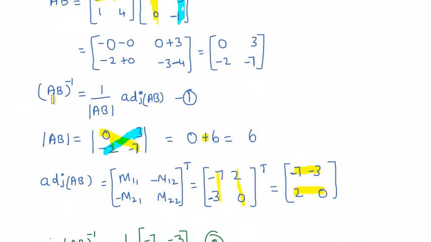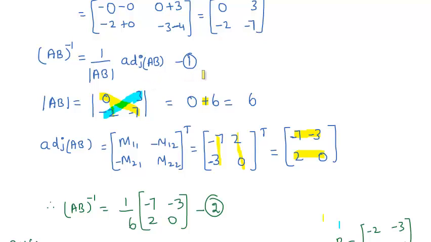So next we have to calculate the value of the inverse. As we know, if we have a matrix AB and want to take its inverse, the formula is 1 by the determinant of that matrix, that is AB, into the adjoint of AB. Let's consider this as equation 1. In this equation we don't know the determinant of AB and the adjoint of AB. You have to calculate these two values first.